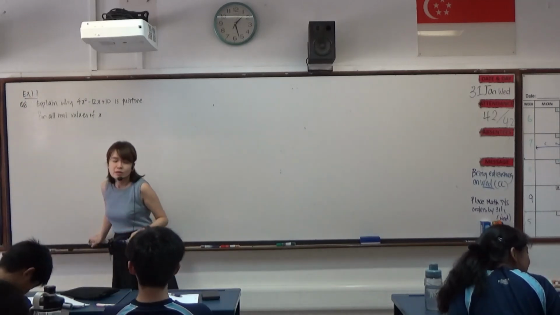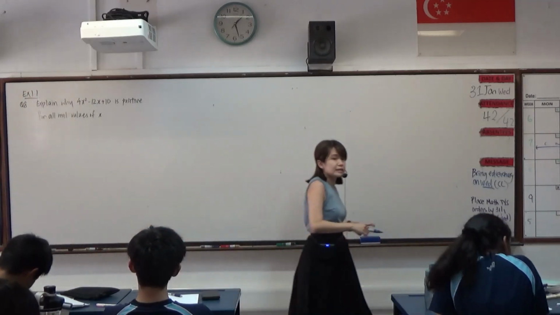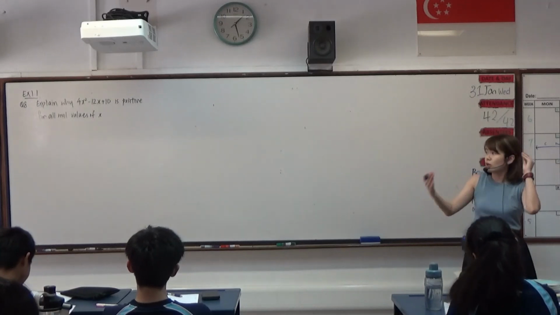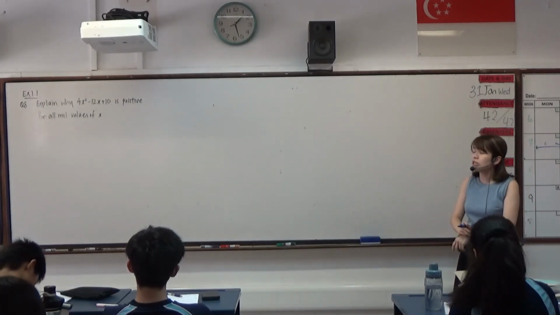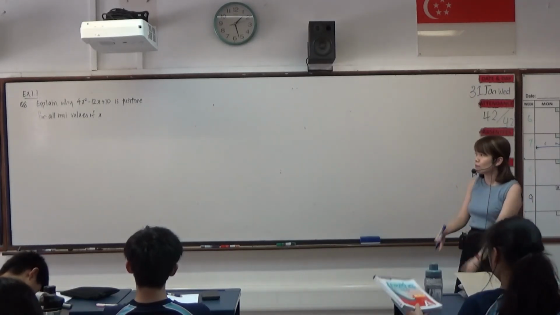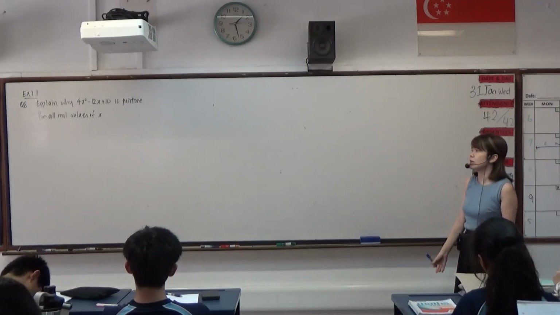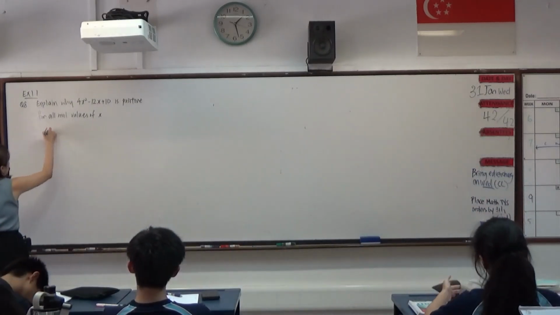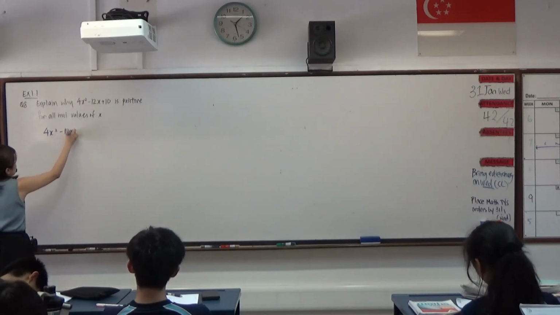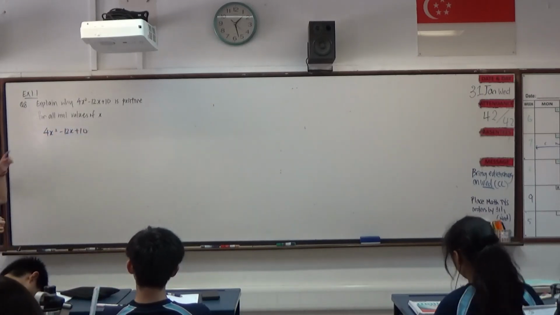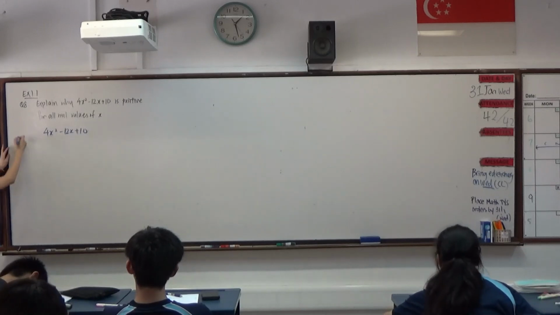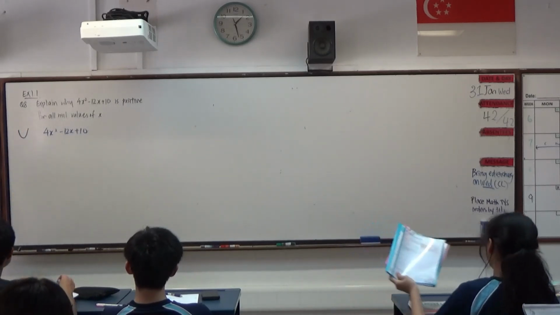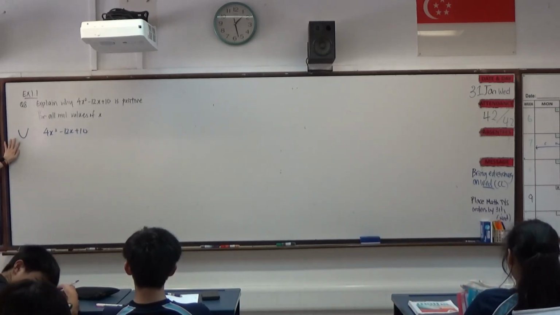Because why? We learned a different method from yesterday's concepts. Looking at question 8, if you're limited to what we learned previously under chapter 1.1, what we did was use our 4x squared minus 12x plus 10. We know that the coefficient of x squared being positive will give us a U-shaped curve, which has a minimum point.